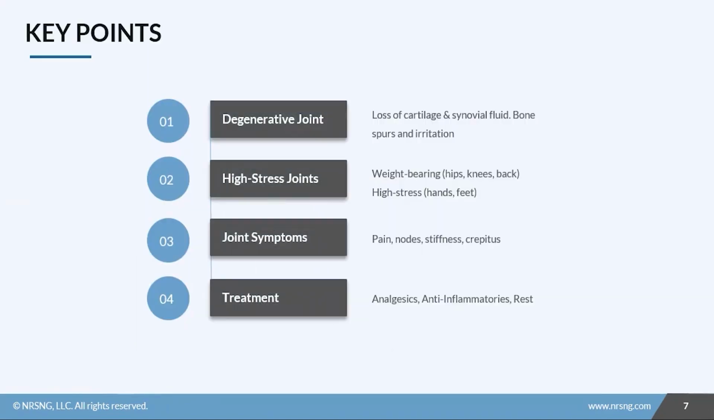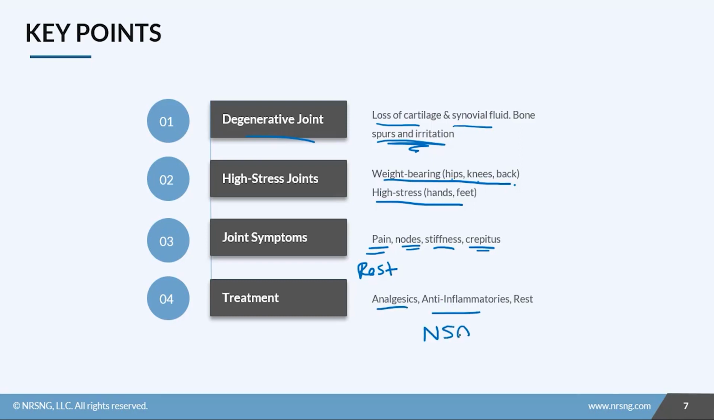So let's do a quick recap of osteoarthritis. It is a degenerative joint disease that is progressive and involves a loss of cartilage and fluid around the joints, as well as irritation of the bones and bone spurs. It most commonly affects high-stress joints like hands and feet, or weight-bearing joints like the hips, knees, and back. They're going to have pain in their joints that's usually relieved with rest. You'll see Heberden's and Bouchard's nodes, stiffness, and crepitus in the joints. We want to give analgesics and anti-inflammatory medications. Again, NSAIDs are really good for this. And we want to make sure we provide frequent rest periods to help alleviate some of their symptoms.